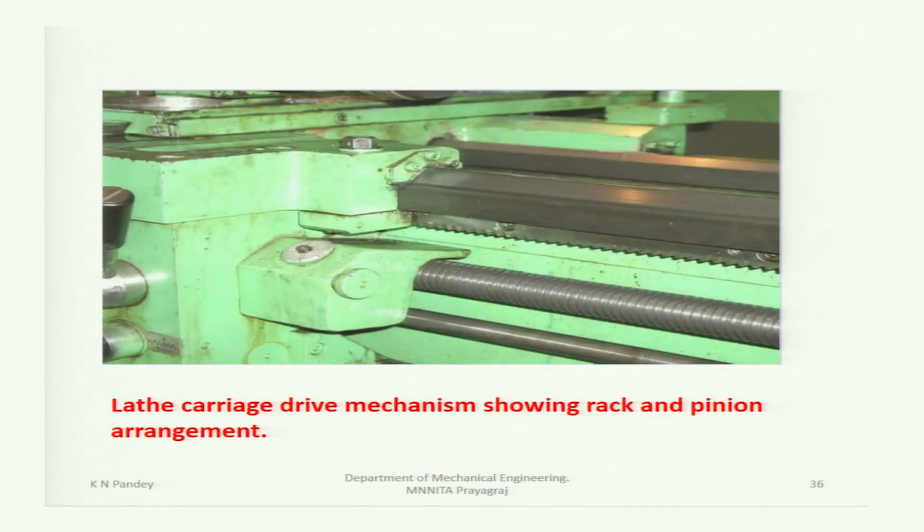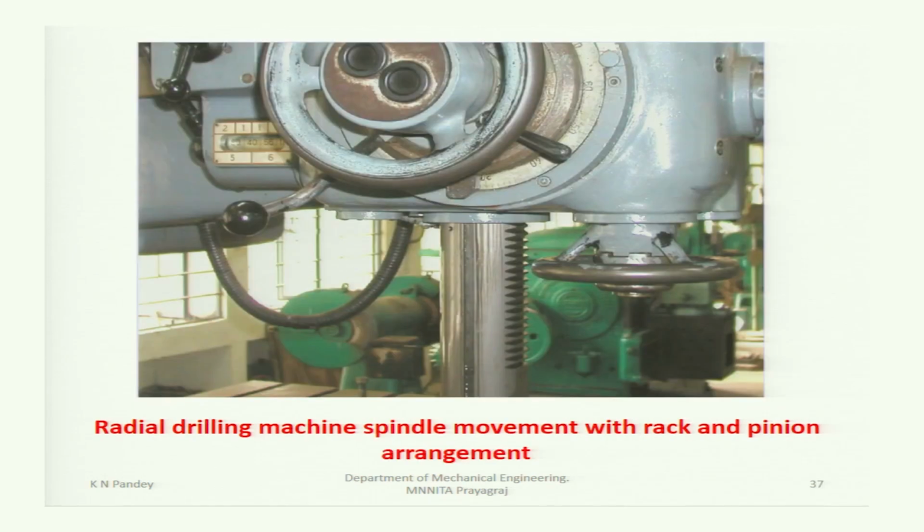Here a lathe carriage drive mechanism is shown with a rack and pinion arrangement. Here a rack and somewhere here will be the pinion. Here also is the rack. When you rotate this wheel, a pinion is there and with the rotation this will move up and down. So, this is the radial drilling machine spindle movement with rack and pinion arrangement.